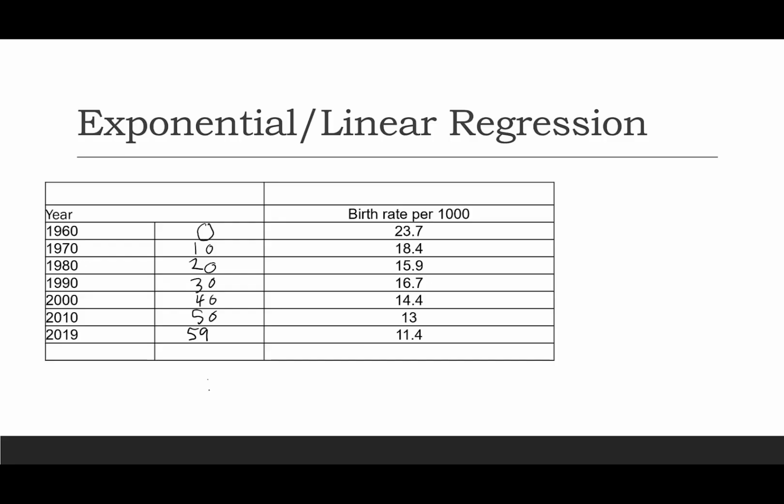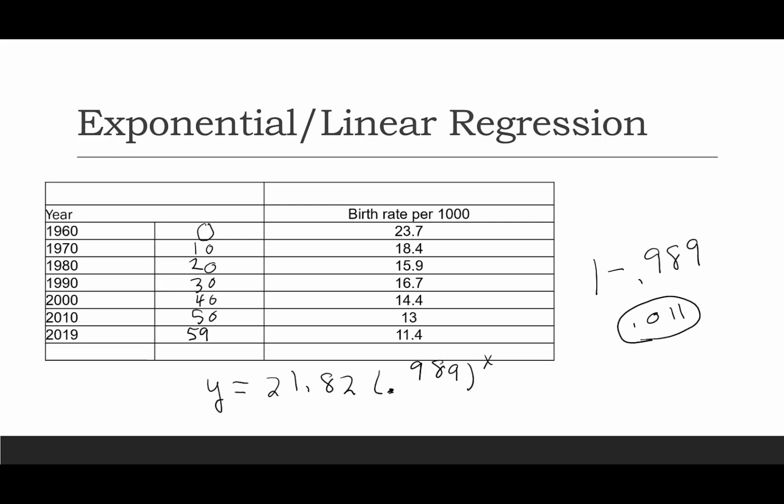Let's write that back over so we can talk about the decay rate here. So let's do like last time. We're going to do 2 decimal places for A and we'll do 3 for B. So for A I have 21.82, and then B I have 0.989, and then that will be to the X. Remember when we talk about decay rate, we're going to do 1 minus 0.989, which is 0.011. So this would be our rate of decay for this exponential regression.